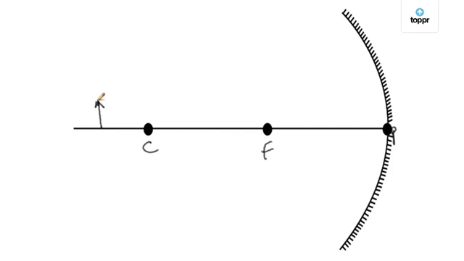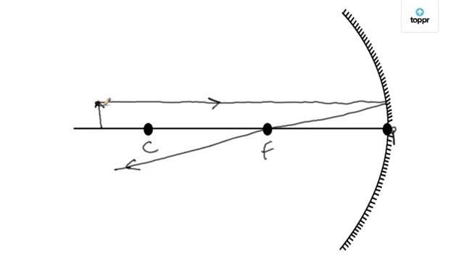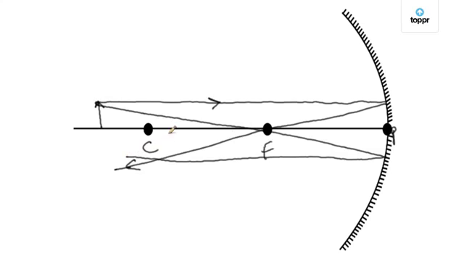Now, place the object beyond the center of curvature. Draw the first ray parallel to the principal axis. This ray, after reflection, will pass through the focus. Draw the second ray passing through the focus. This ray, after reflection, will be parallel to the principal axis. Thus, we get an image which is formed between the center of curvature and focus of a concave mirror. The image is real and inverted, and the image is diminished in size compared to the object.